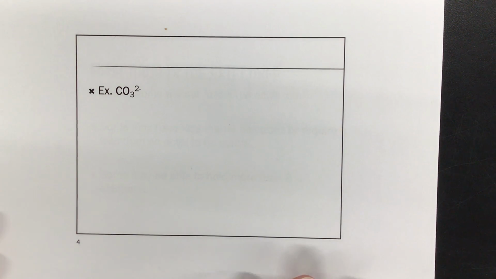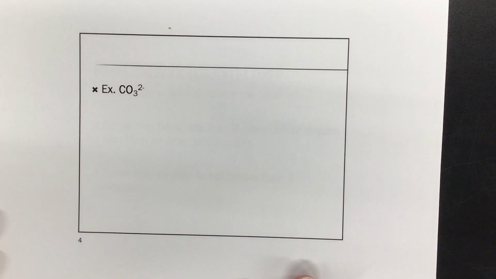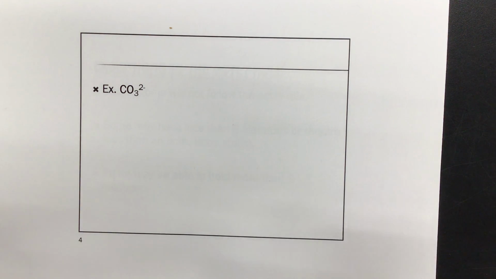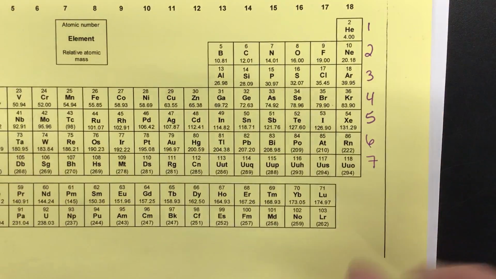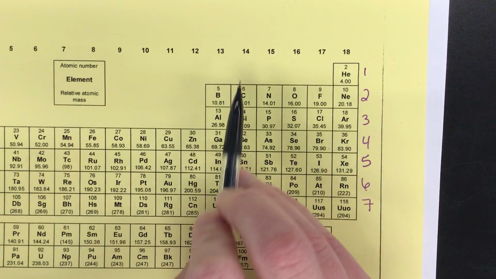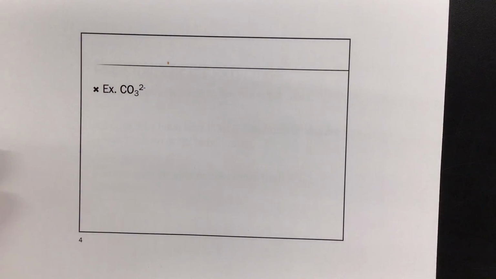This one is a polyatomic ion, and you're going to notice a lot of your polyatomic ions are going to be resonance structures. So starting off with carbon. Carbon is in group 14, so that's 4 valence electrons.